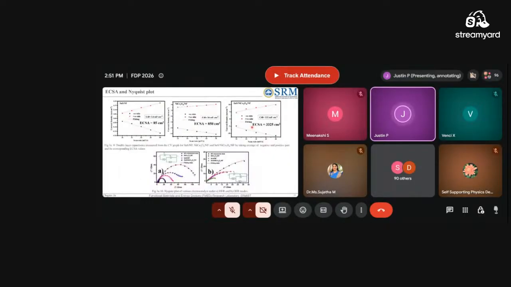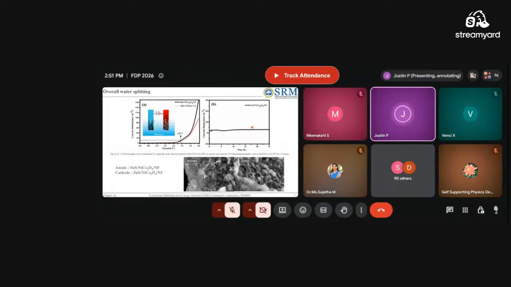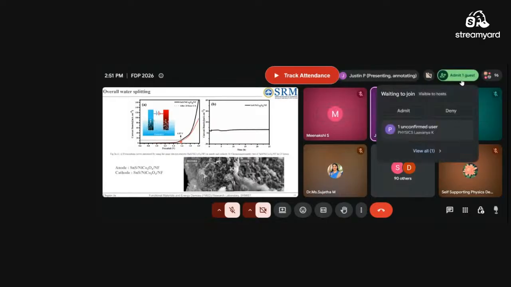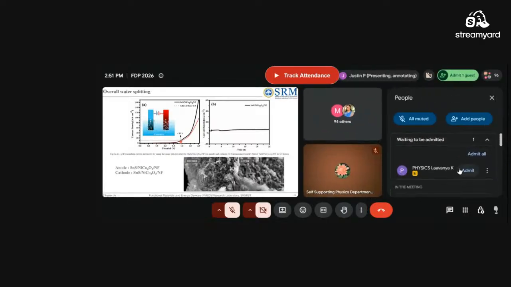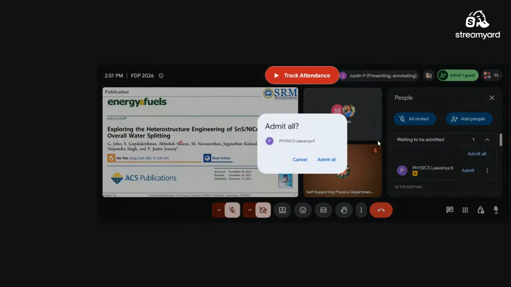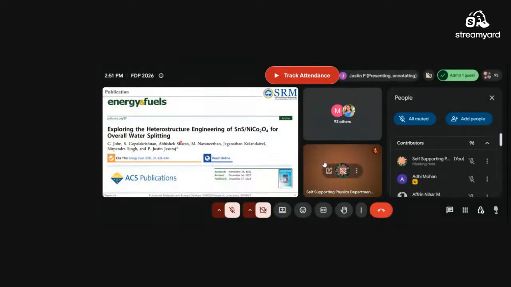The electrochemical surface area for this heterostructure is calculated, and this work is completely in situ fabricated, not a powder based catalyst. We also applied the same material as the cathode and anode in a two electrode electrolyzer without a membrane, which exhibits a potential of 1.57 volts and is stable for more than 25 hours. This work is published in the ACS Energy and Fuels journal.